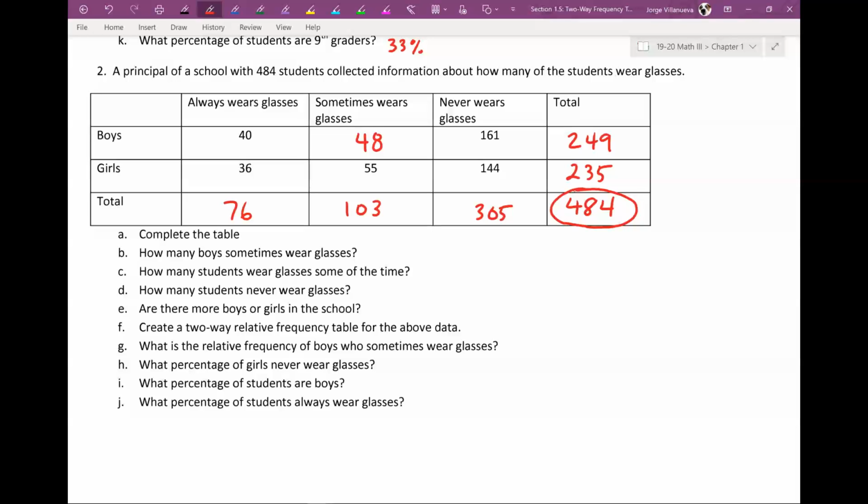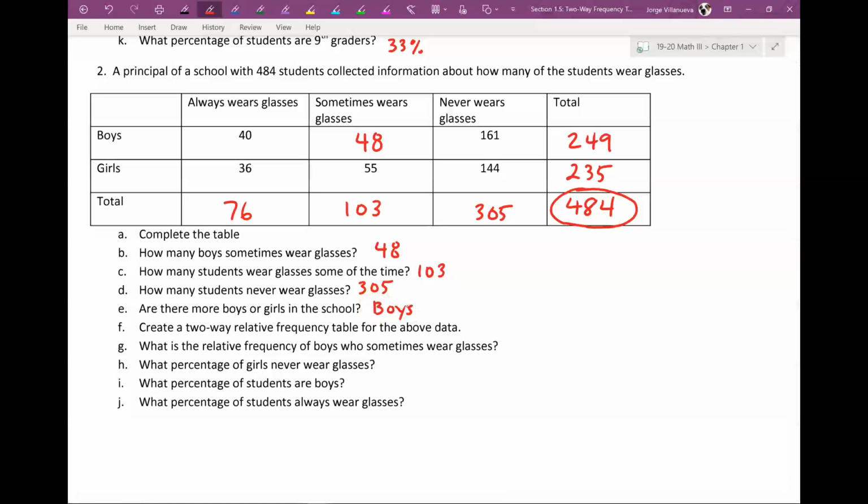Okay? Now, let's answer some questions here. How many boys sometimes wear glasses? That'd be 48. Thank you. How many students wear glasses some of the time? 103. How many students never wear glasses? 305. Thank you. Are there more boys or girls in the school? More boys. Okay. Next one says, create a two-way relative frequency table for the data above.